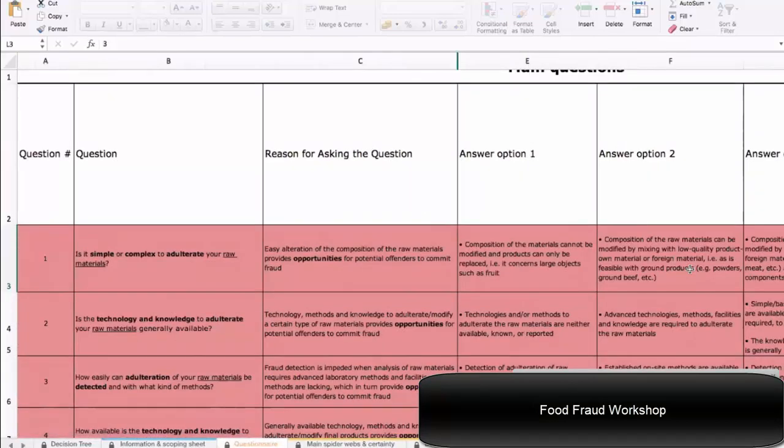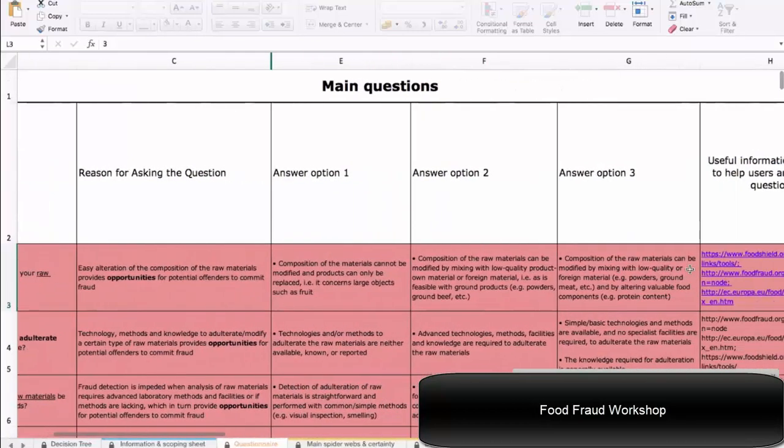So let's take the very first question. The first question is: is it simple or complex to adulterate your raw materials? The reason why we ask that question is because easy adulteration of the composition of raw materials provides opportunities for potential offenders to commit fraud. So let's look at the 3 different options.